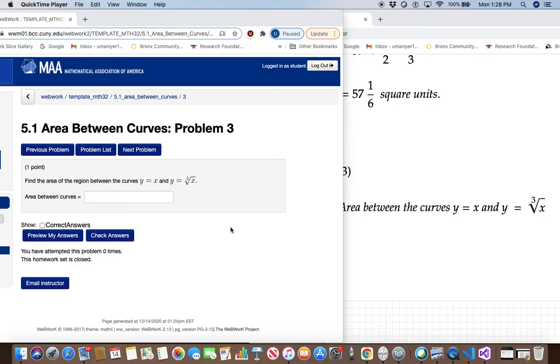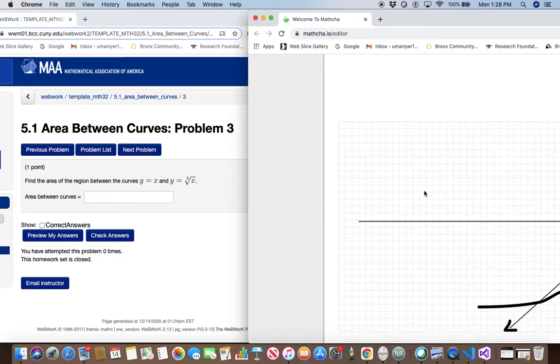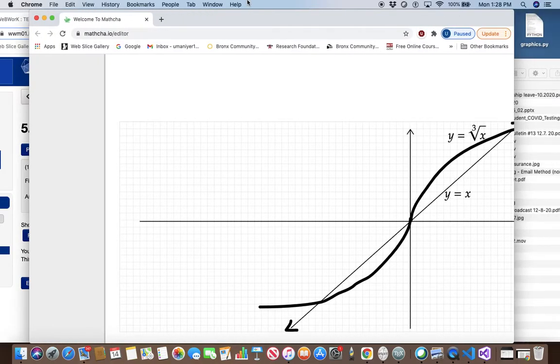Back. Problem 3. Find the area of the region between the curves y equals x and y equals cube root of x. Alright, we don't have pictures, so we need to draw some pictures here, to find the area between the curves y equals x and y equals cube root of x.